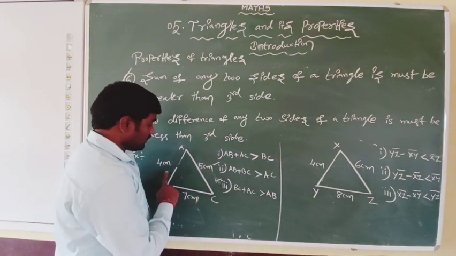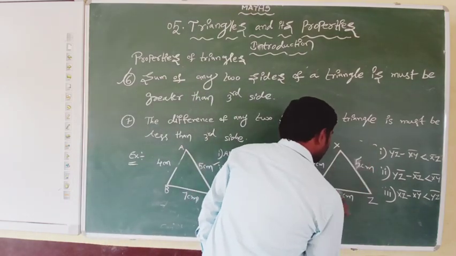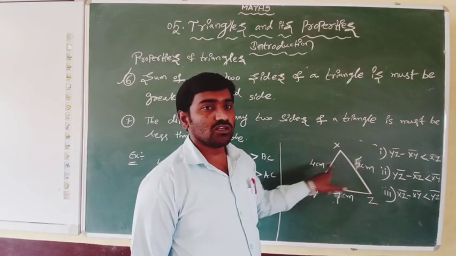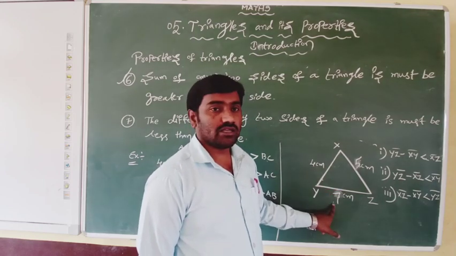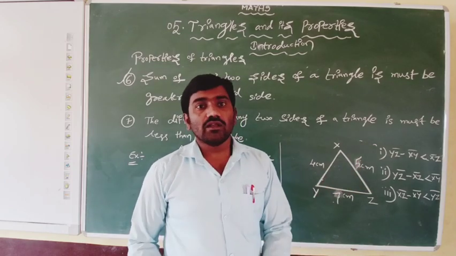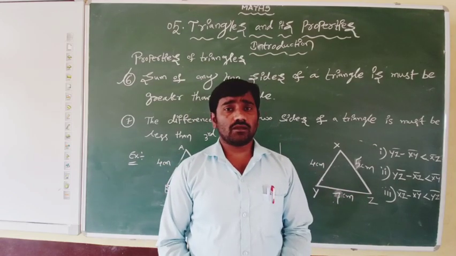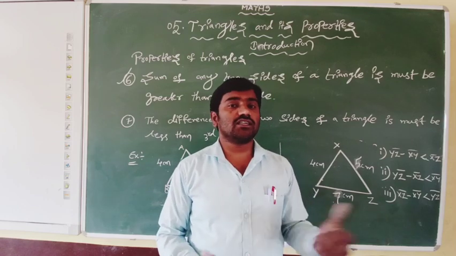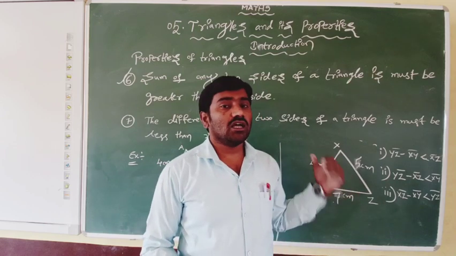What are the measurements I have? Here 4, 5 and 7. Here I will take 5 and here I will take 7. 7 minus 5 is 2. 2 is less than 4. 5 minus 4 is 1. 1 is less than 7. 7 minus 4 is 3. 3 is less than 5. It's also satisfied. So either we check this property or that property. We need not check both. But we have to remember this. The sum of any two sides of a triangle must be greater than the third side, or the difference of any two sides of a triangle must be less than the third side.